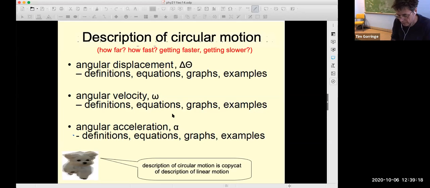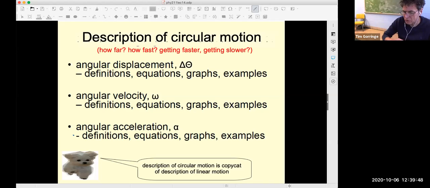Okay, so let's start with our description of circular motion. We're going to work our way through, in the next handful of slides, the language of circular motion. This is the language that tells us how far something has rotated or turned, how fast something is rotating or turning, and whether that something is rotating faster or slower. It's just the same language that we used in straight line motion for saying how far something has traveled, how fast something is traveling, and whether it's getting faster or slower.